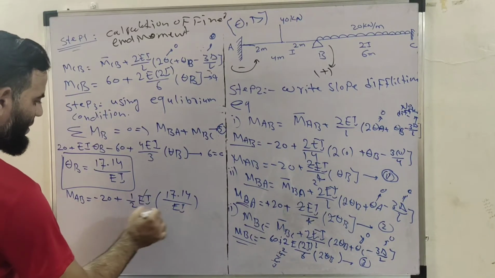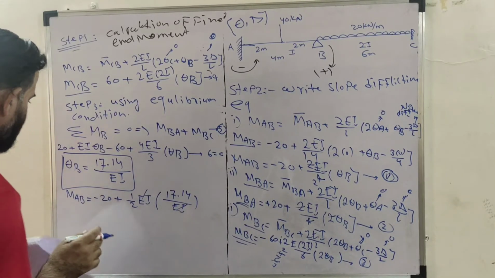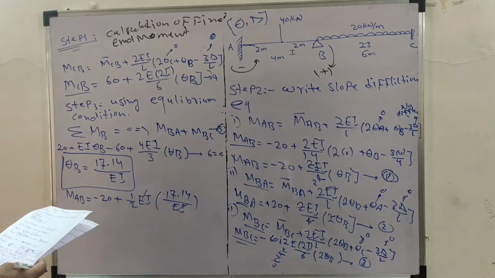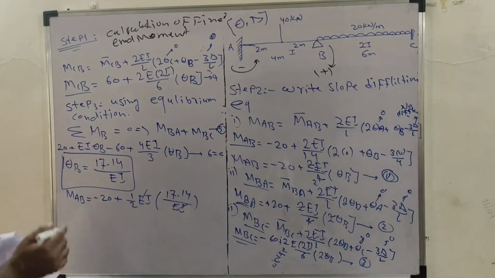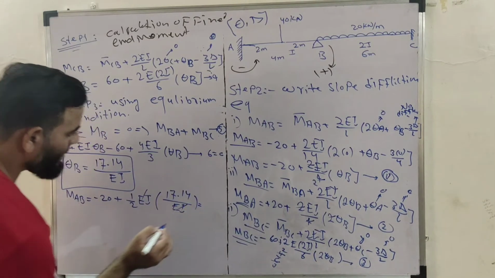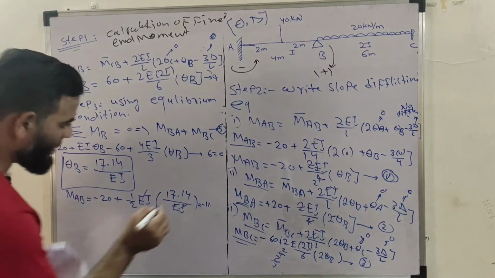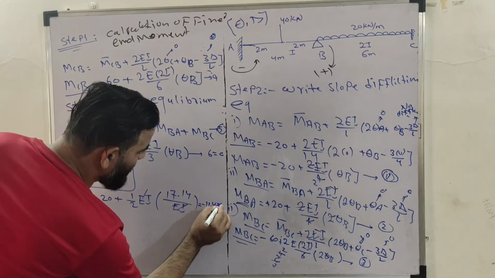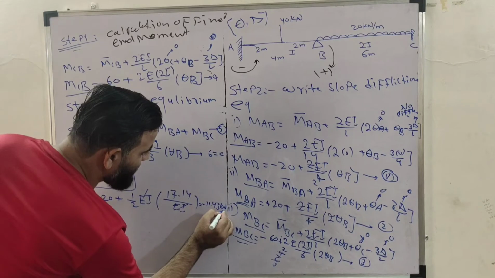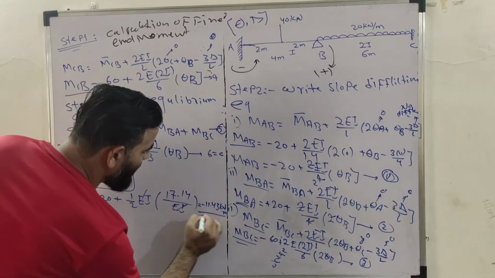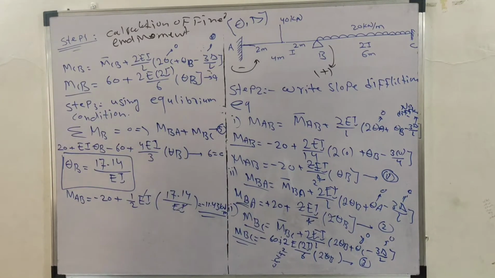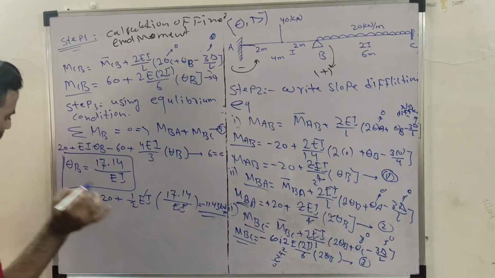EI cancels. What is the moment of AB? I already calculated it. Moment of AB is equal to minus 11.43 kilonewton meter. This is the value of moment of AB, the final moment.